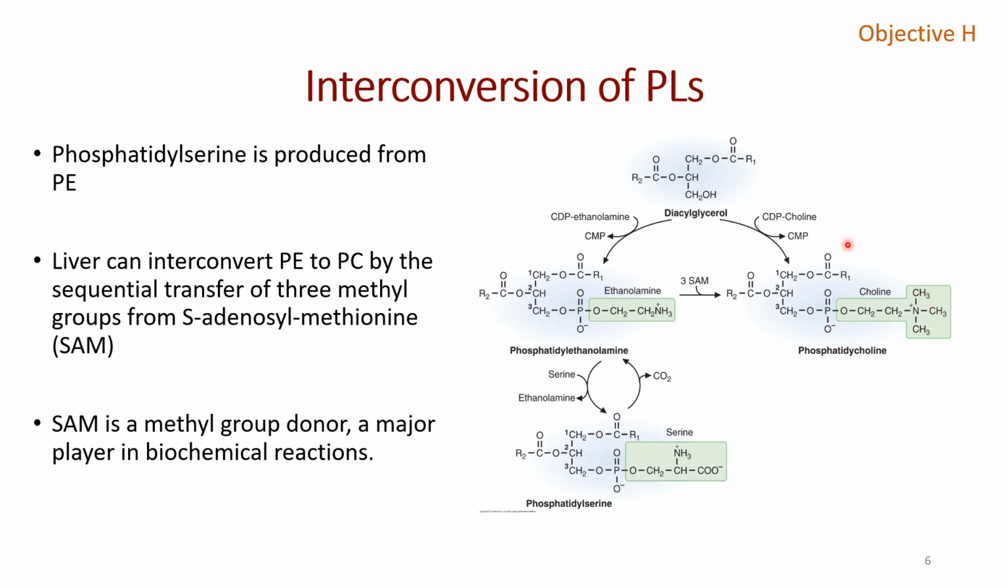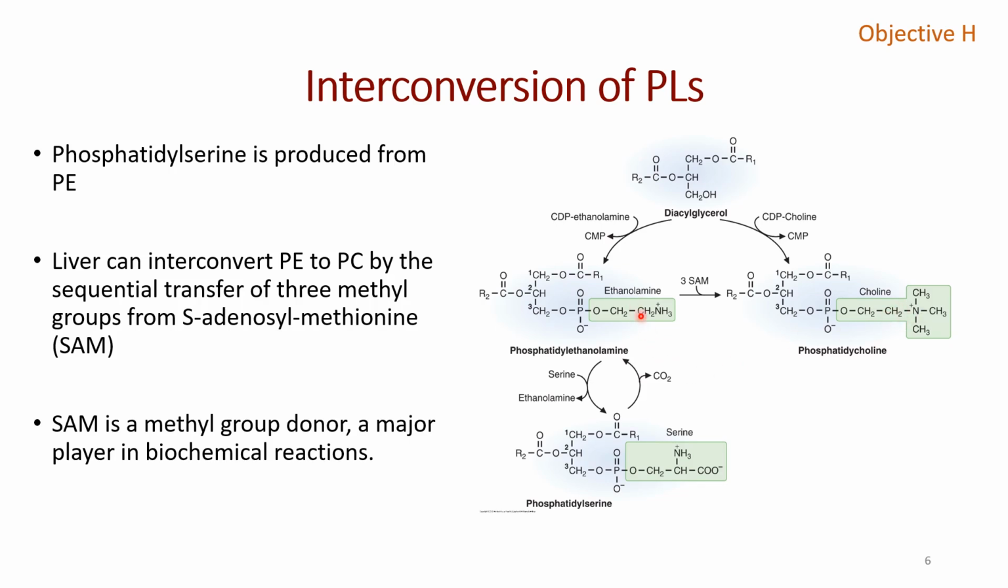And so we'll see later that S-adenosylmethionine is a methyl carrier. We saw S-adenosylmethionine in the vitamins lecture. And 1, 2, 3 methyl groups go into ethanolamine to transform this thing into a choline molecule there.